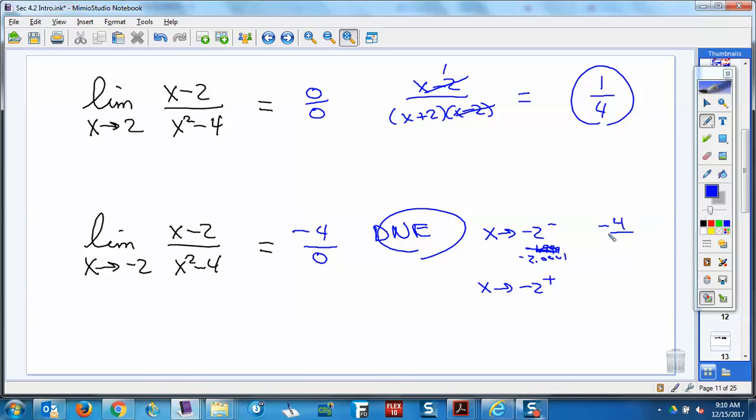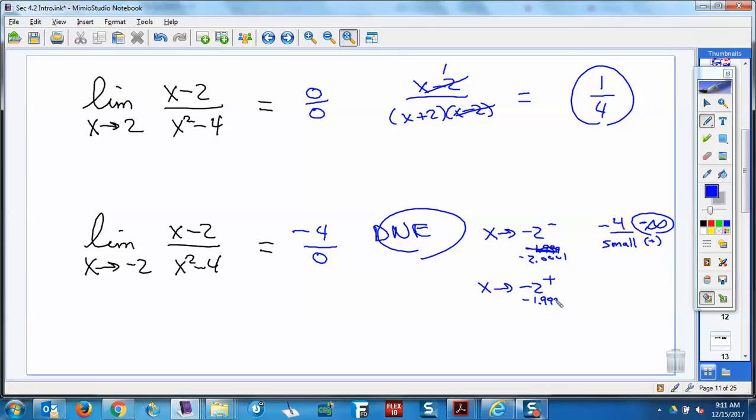Doesn't matter. Okay? But now on the bottom, if I take negative 2.001 and I square it, what does that give me? Like positive 4.01. Something a little bigger than 4. So I get something a little bigger than 4 minus 4. So what do I get? A small positive. What's negative 4 divided by a small positive? Negative infinity.